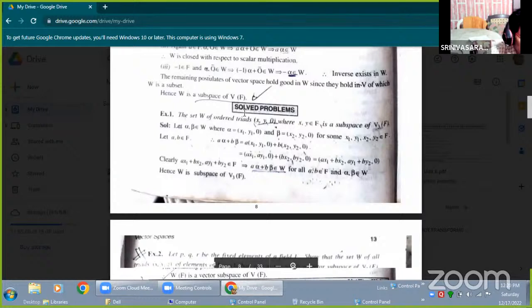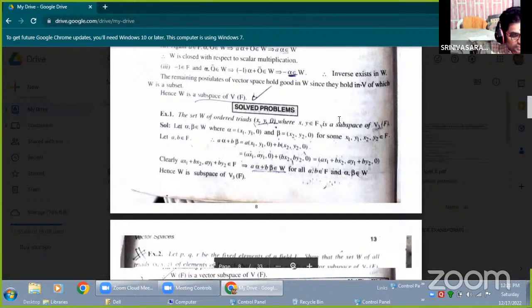So we are taking alpha and beta elements. Alpha is one vector and beta is another vector. The triad points are x1, y1, 0 and x2, y2, 0. Now those elements are field elements. Suppose a and b are any two field elements. Which is the suitable example of a subspace? The triad point is a subspace. Suppose a and b are any two elements given in the field. That is a alpha plus b beta, where a alpha is x1, y1, 0 and b beta is x2, y2, 0.